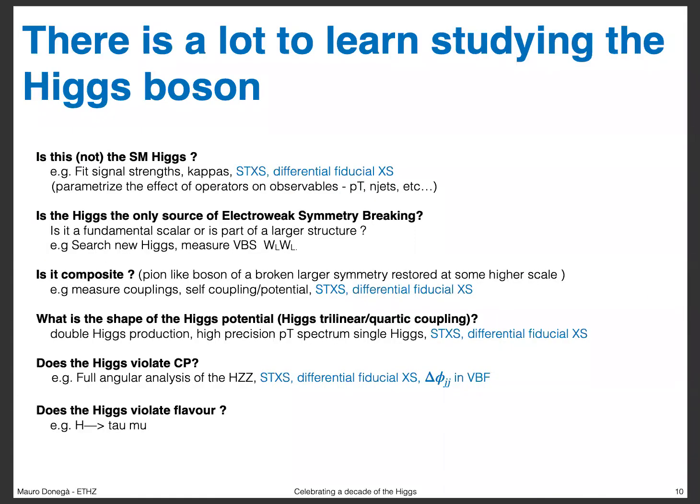So there's a lot to learn by studying this boson. First of all, we can ask if this is really the standard model Higgs, if this is the only source of electroweak symmetry breaking we have, if this particle is not elementary but is a composite particle, what is the shape of the potential of the Higgs? Does the Higgs violate CP? Or does the Higgs violate flavor? If you look at these questions from the point of view of precision measurements, simplified template cross-sections or fiducials, you see that many of these questions can be addressed by doing this kind of measurement.